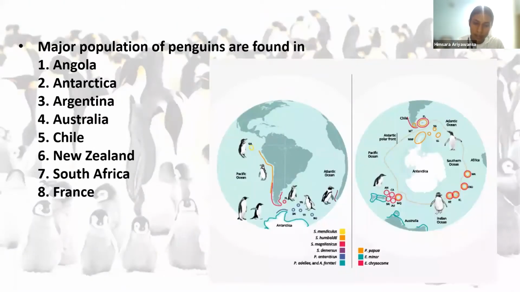Okay, Mali, this is a map of how penguins are distributed in the world. So you can refer to it. The major population of penguins is found in Antarctica, Argentina, Australia, Chile, New Zealand, South Africa, and France. So the major population can be found in these countries. And there are many more places where penguins can live. For example, Madagascar is also a place.